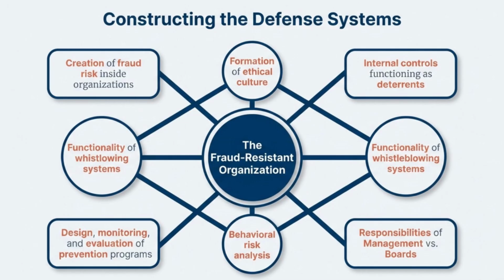This section covers how fraud risk is created inside organizations, how ethical culture is formed, how internal controls work as a deterrent, how whistleblowing systems function, how management and boards carry responsibility, how behavior reveals risk, and how prevention programs are designed, monitored, and evaluated.